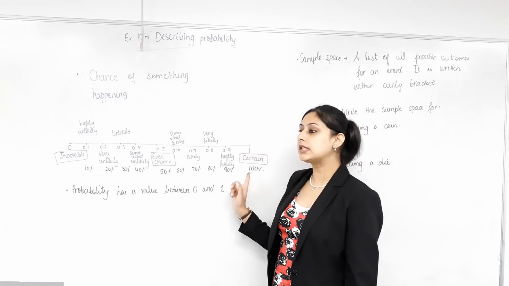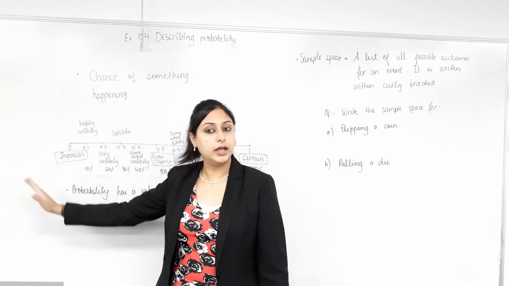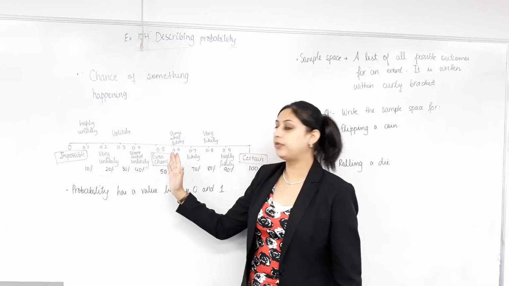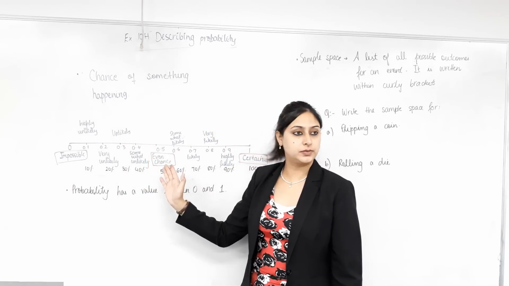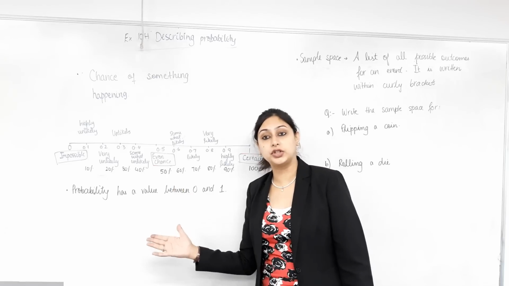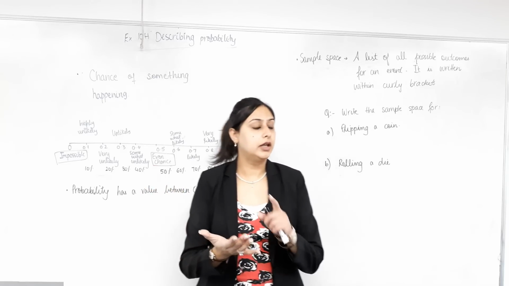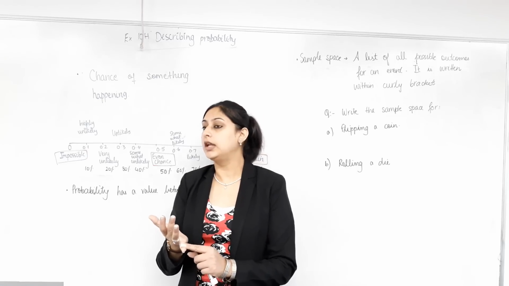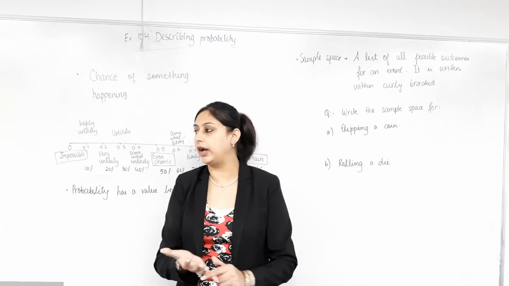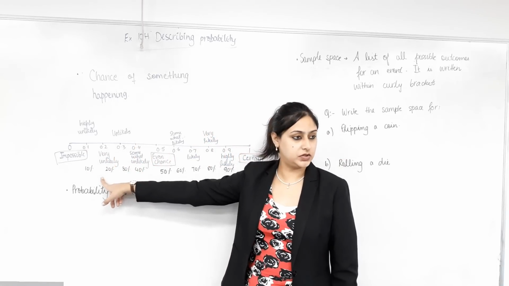So 1 is when it's certain. 0 is when it's impossible. So 0.5 is when it is even chance. Okay? We can use percentages as well, or fractions, to represent probability as well. So 3 ways. Numbers, 0 to 1. In numbers you can use decimals or fractions or whole numbers. If it's a whole number, you can also use percentages.